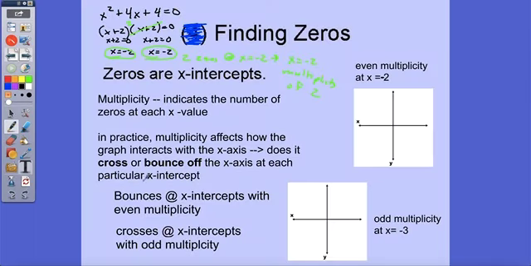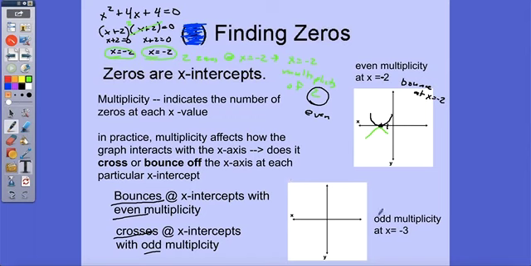So at each particular x-intercept, the take-home message is that it bounces at even multiplicities and it crosses at odd multiplicities. Since this one was x equals -2 with a multiplicity of 2, this number is even, which means it would bounce at x equals -2. So we'd go over here to -2, and we know it would touch right there, but if it was coming from up here, it would then bounce off. If it happened to be coming from below the axis, it would bounce off rather than cross.